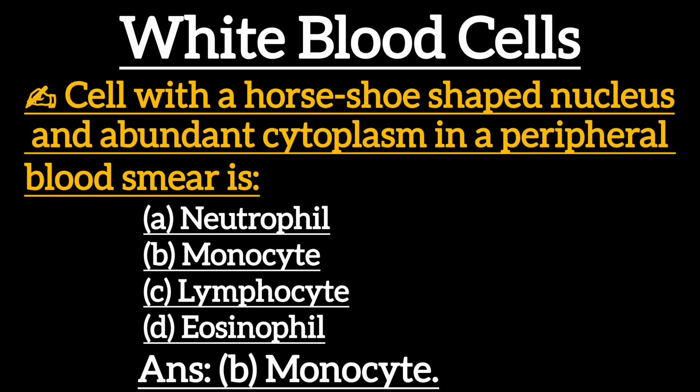Next one: the cell with a horseshoe shaped nucleus and abundant cytoplasm in a peripheral blood smear is option A, neutrophil. Option B, monocyte. Option C, lymphocyte. Option D, eosinophil. Correct answer is option B, monocyte.